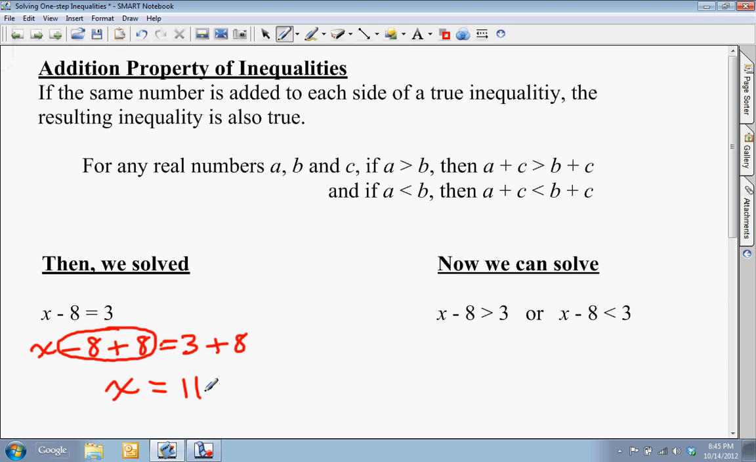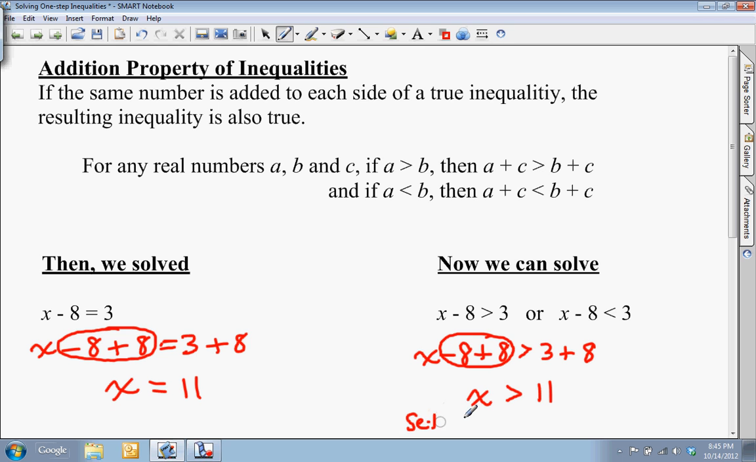Well, we can now apply that to solving inequalities. Our steps to solve are going to be exactly the same. Since this is a subtraction property, we are going to use the addition property of inequalities, and we're going to add 8 to both sides. Again, we see that the sum of negative 8 and 8 is 0, and we get the variable to stand alone. So simply, when we look at this, instead of saying x is equal to 11, we are now going to say that x must be greater than 11.